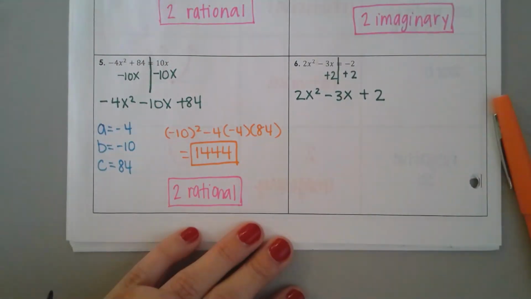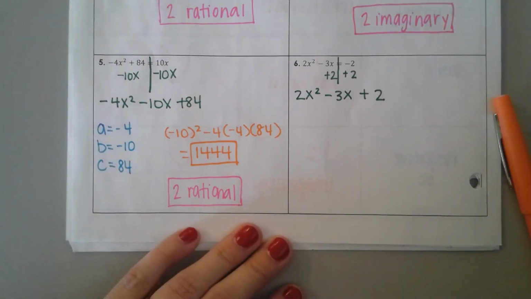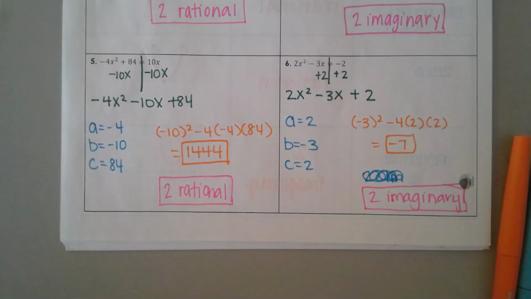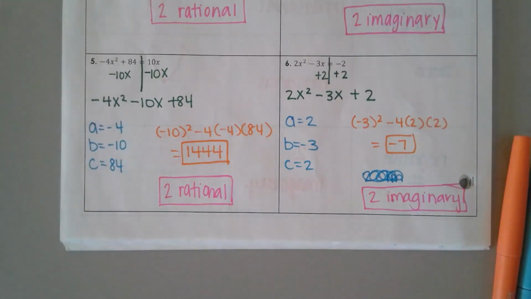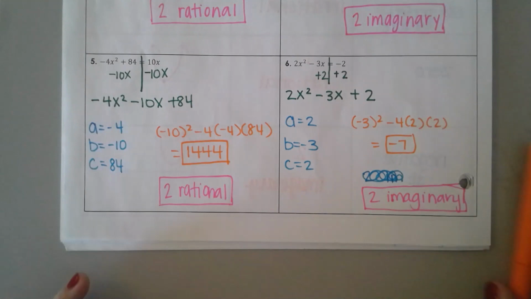So now I want you to work by yourself to try to finish this problem. So when you type that in, you should get negative 7. Which means 2 imaginary. Any questions?